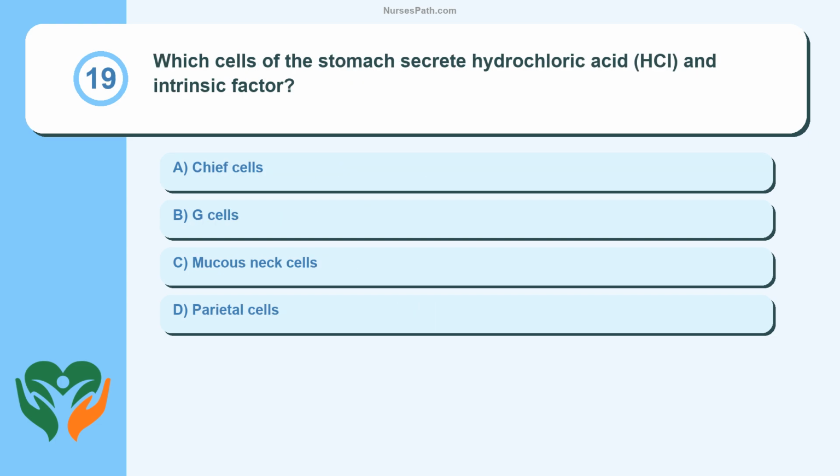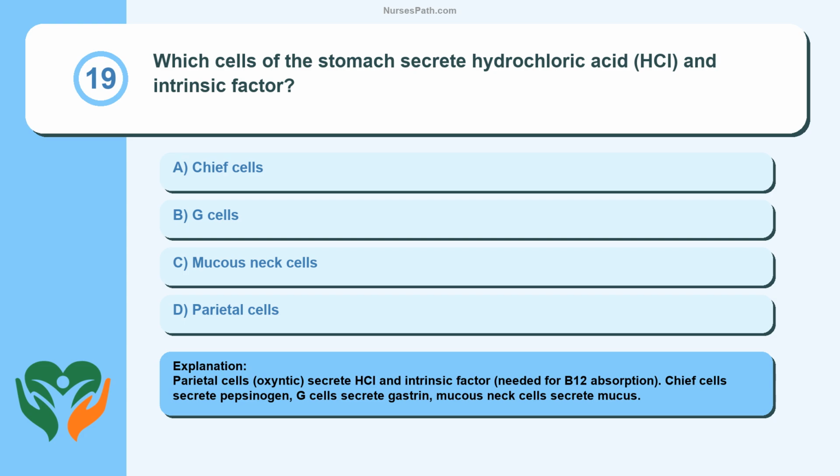Question 19. Which cells of the stomach secrete hydrochloric acid, HCl, and intrinsic factor? Chief cells, G cells, mucous neck cells, parietal cells. Parietal cells, oxyntic, secrete HCl and intrinsic factor, needed for B12 absorption. Chief cells secrete pepsinogen, G cells secrete gastrin, mucous neck cells secrete mucus.